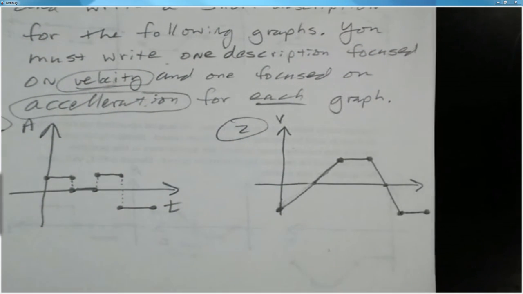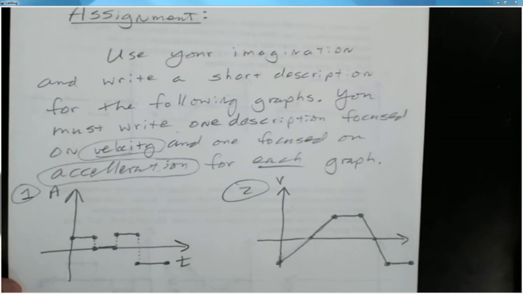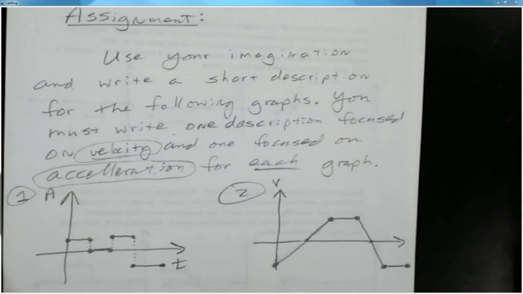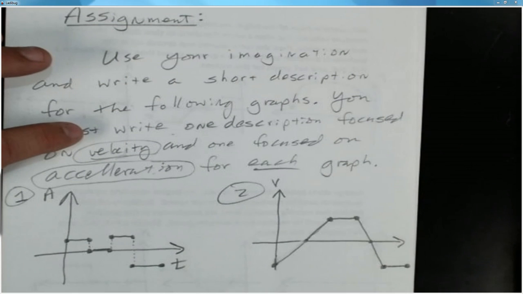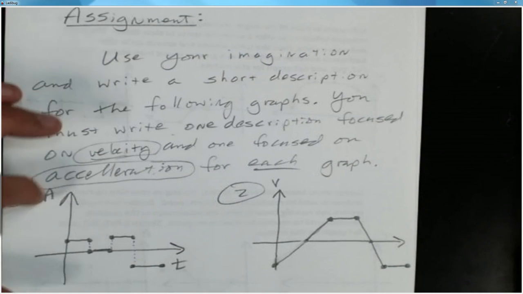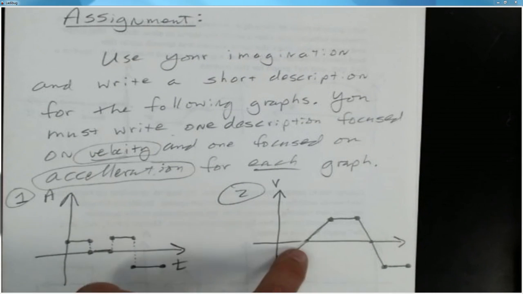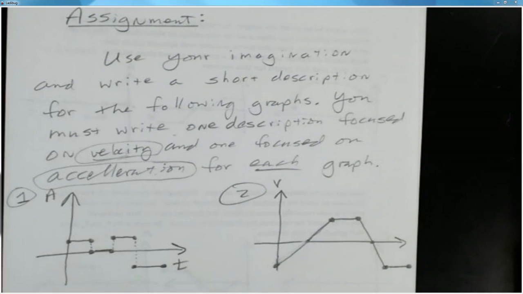So this is your homework assignment. You have 30 minutes in class to do it. If I come back and you haven't done anything, I will give you a big old fat 0 on a big assignment. So you have to try. You don't have to be perfect, but you just have to try. So what I expect from you tomorrow is 4 paragraphs. A paragraph that describes this in terms of velocity, a paragraph that describes this in terms of acceleration, a paragraph that describes this in terms of velocity, and a paragraph that describes this in terms of acceleration.